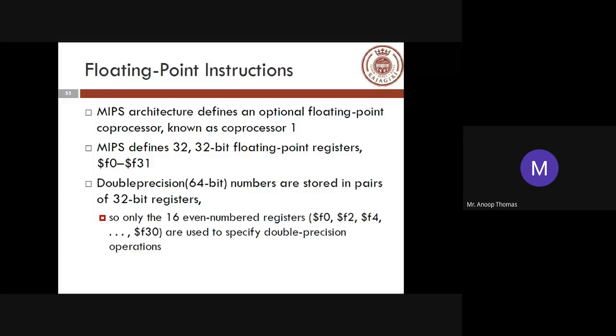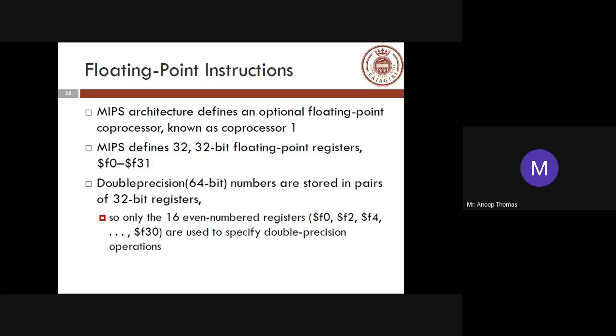It's optional. The MIPS architecture is optional for floating point numbers. The important point to be understood: it's optional floating point. So not all MIPS architecture-based processors implement floating point instructions, but there is an option which is available, and if you want, you can have this particular coprocessor included.